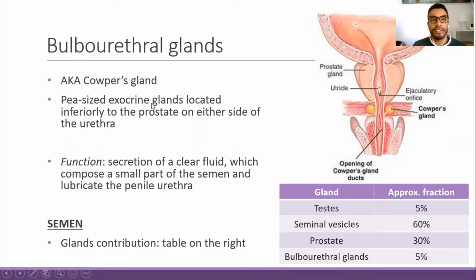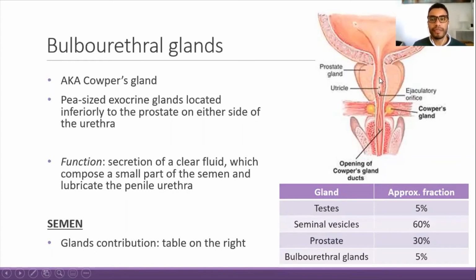The function of the bulbourethral glands is the secretion of a clear fluid which composes a small part of the semen and lubricates the penile urethra. So this fluid produced by these glands basically neutralizes the pH here in the urethra, because the male urethra serves both for urination and also for ejaculation.